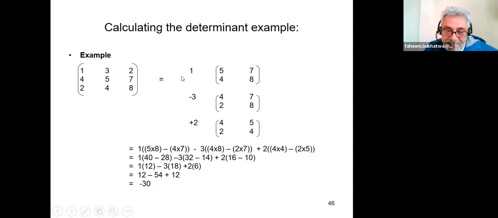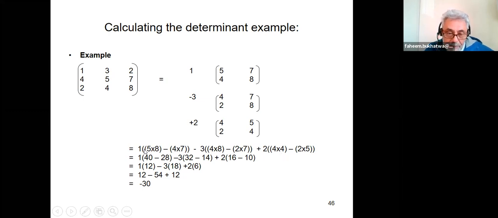Now, let's write it down. So what's the determinant for this 2 by 2? We've already done 2 by 2. You multiply those two minus the product of those two. So 5 times 8 minus 4 times 7. Minus 3 multiplied into the determinant of this matrix, which is 4 times 8 minus 2 times 7. That's 32 minus 28, plus 2 into the determinant, which is 4 times 4 minus 2 times 5.